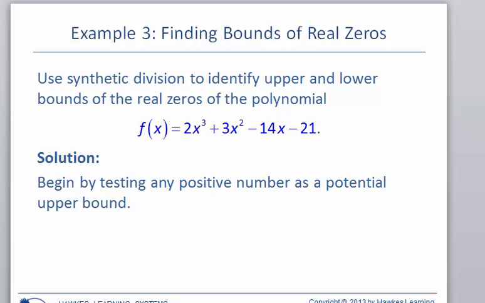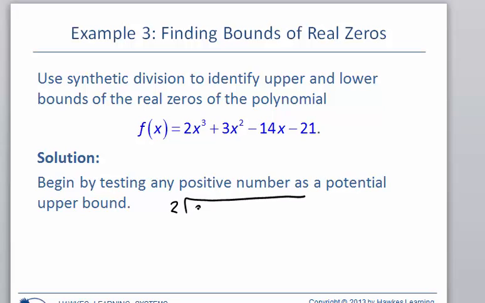We want to use synthetic division to identify the upper and lower bounds of the real zeros of f of x is equal to 2x to the third plus 3x squared minus 14x minus 21. So we'll begin by choosing a positive number and look at that as a potential upper bound. Now, you can choose any positive number that you want, but you're better off to choose a smaller positive number. So let's choose 2. I'm just randomly picking 2. It is positive and it's relatively small.